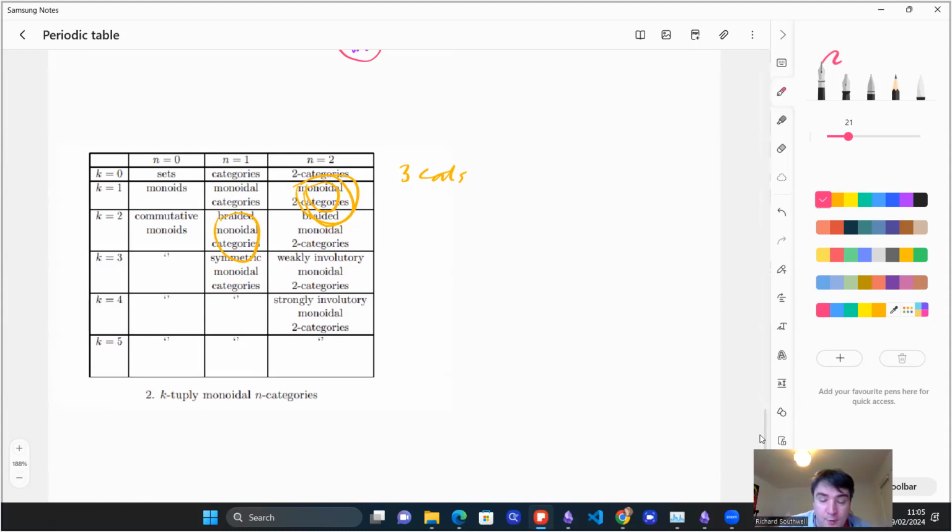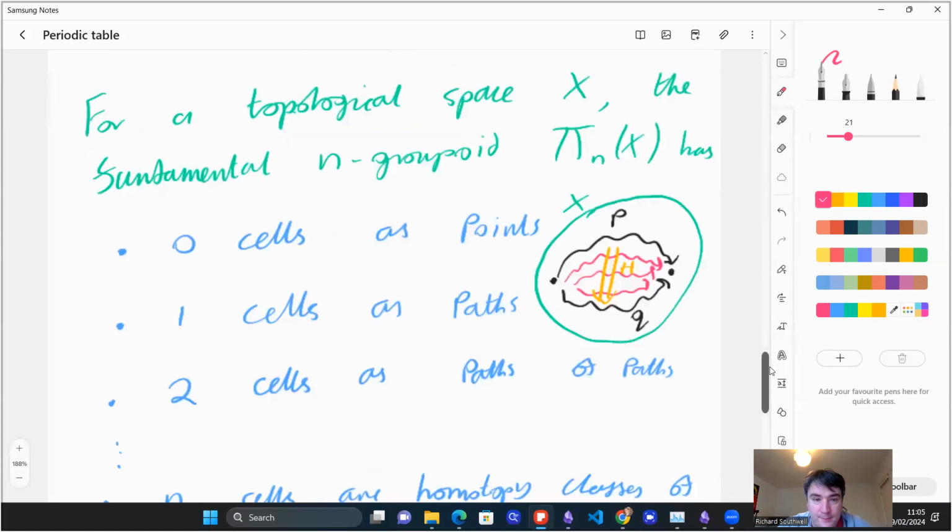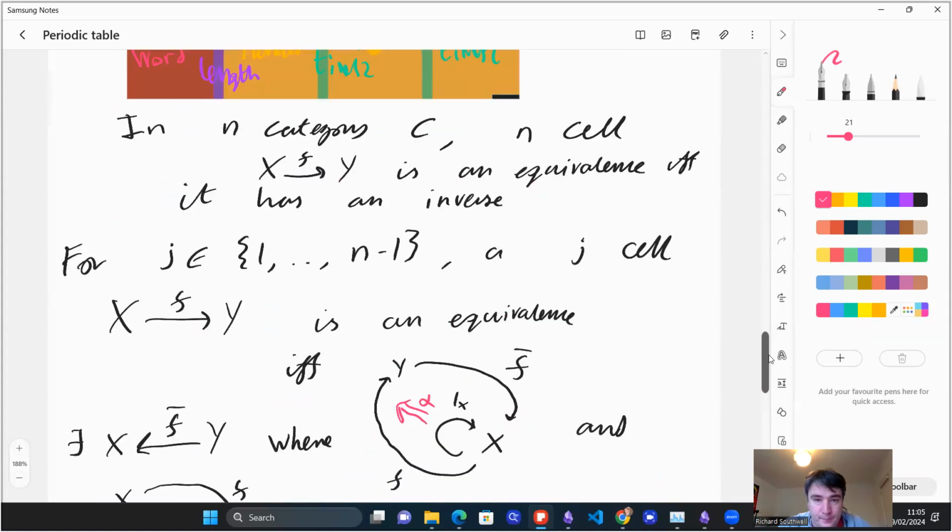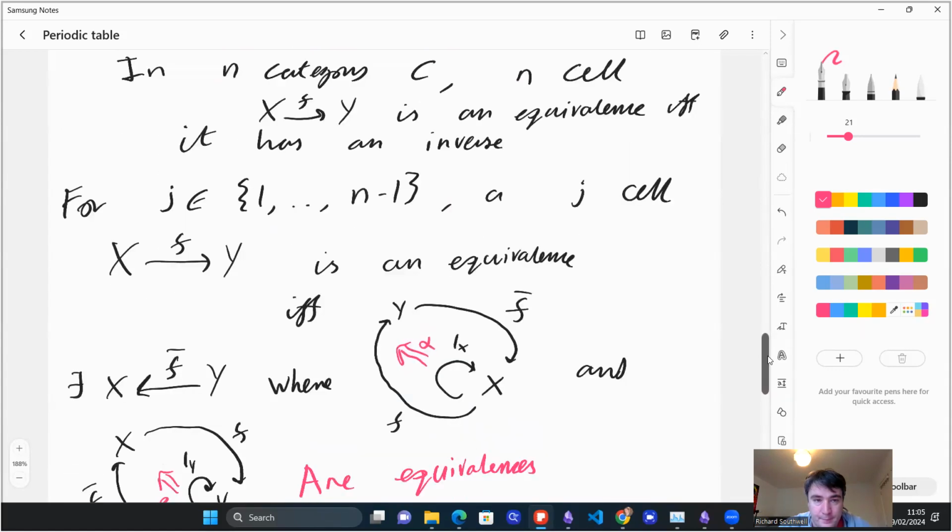So, okay, an n-groupoid is kind of like an n-category, but where all the cells are equivalences. So what's an equivalence? I'm showing a definition here. The idea is that, let's say you've got an n-category, and then you have some cell, and you can ask yourself, is that cell an equivalence?